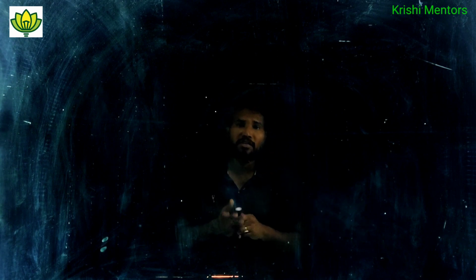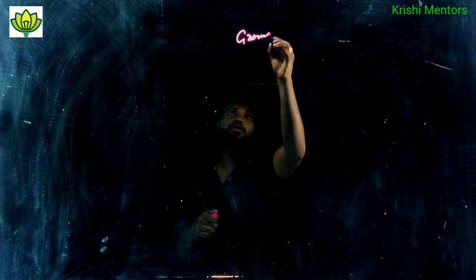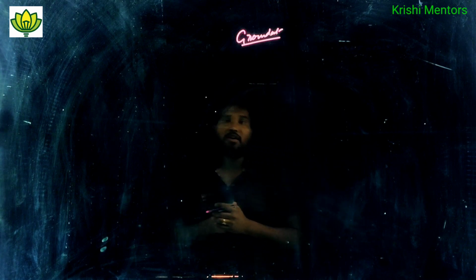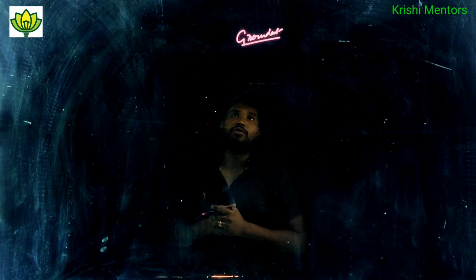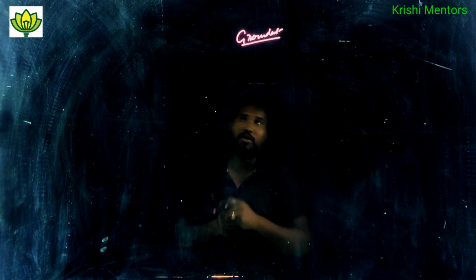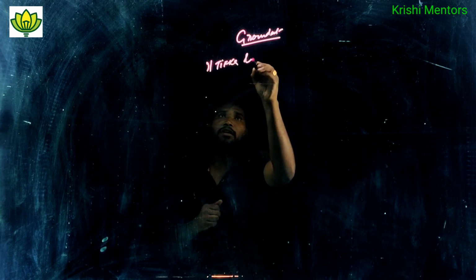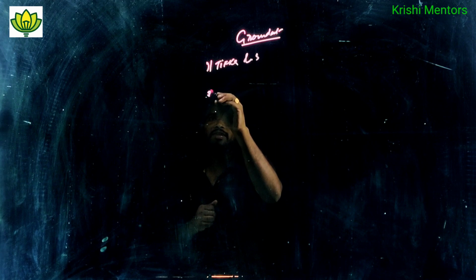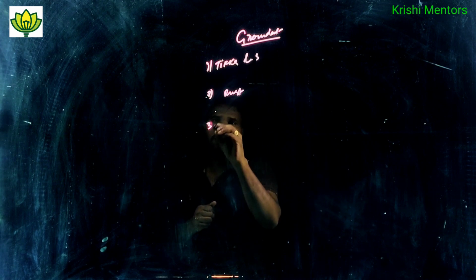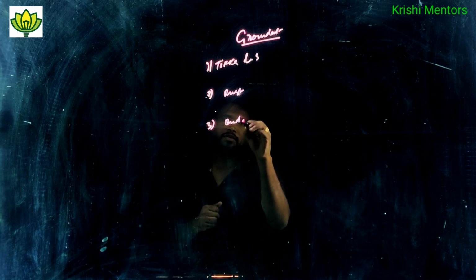First we are going to discuss groundnut. Groundnut is one of the main oilseed crops in India. In groundnut, there are three diseases: one is tikka leaf spot, second is rust, third is bud necrosis.